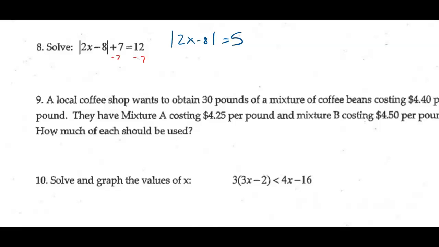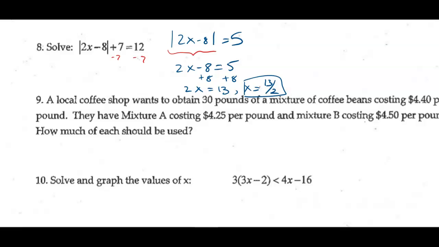So, in order for this piece to equal 5, I can actually have 2x minus 8 equal to 5, and say, all right, add 8, 2x equals 13, so x equals 13 over 2. In other words, if I plug in 13 over 2, the 2's cancel. 13 minus 8 is 5. 5 equals 5. That part's easy.